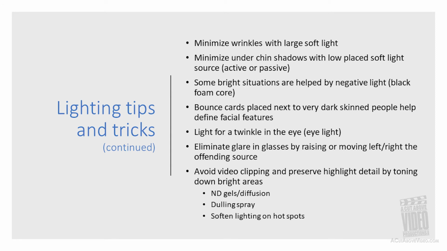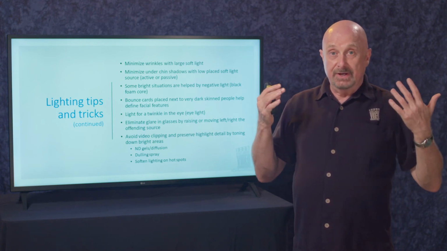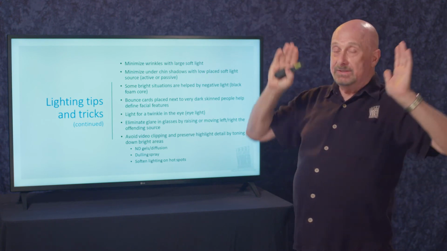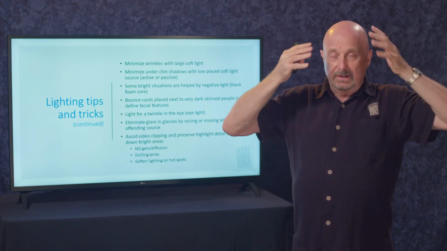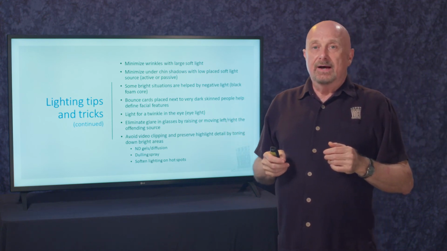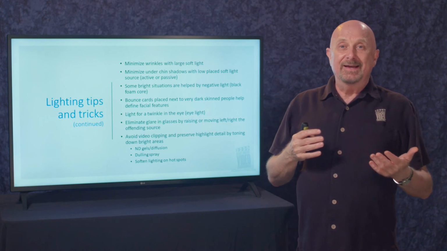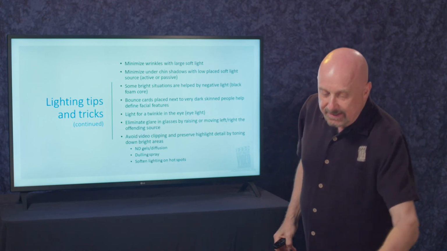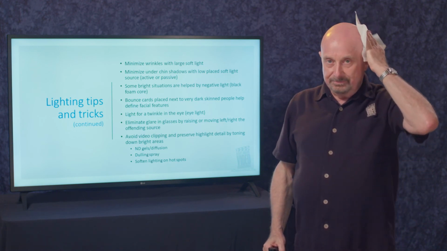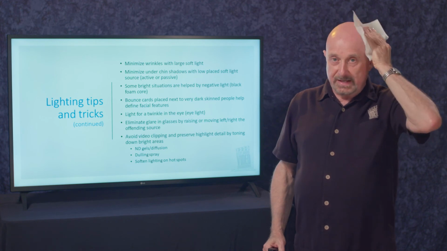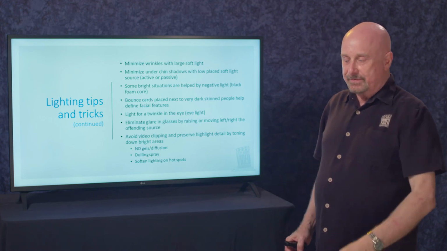Avoid video clipping and preserve the highlight detail by toning down bright areas. Now we do that in the studio by keeping these lights dim enough so that the glare is not excessive. Dulling spray on objects, not people. Dulling spray can be useful. The trick I said earlier about getting the greasy spots off of men can be very useful.